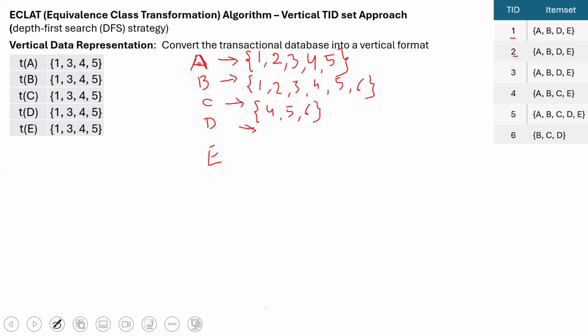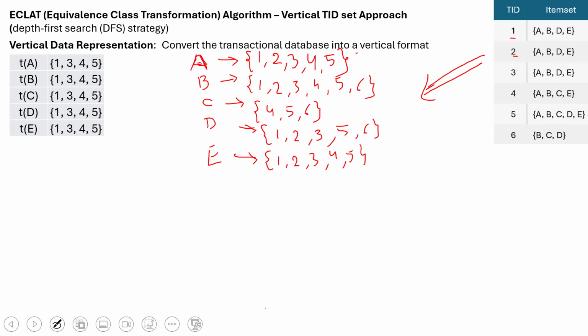In which is D present? D is present in 1, 2, 3, 5, and 6. In which is E present? E is present in 1, 2, 3, 4, 5. Now we are done with our first step. The first step is to convert the transactional database to vertical format. Vertical format means it is the item to transaction set mapping, which is basically the TID set, right? This is what you will say.